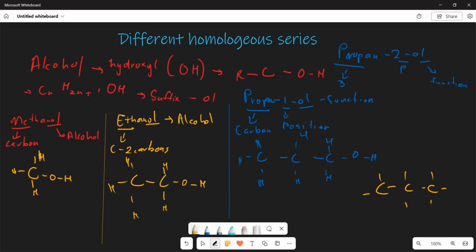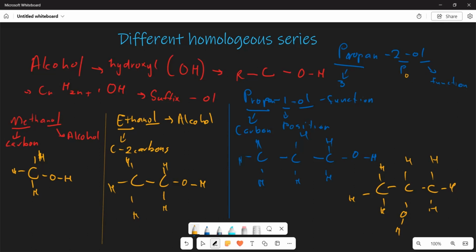Where are you going to find the OH? The position is 2, which means you can simply find it in here. Your O and your H are going to be found in here, and these are going to be the hydrogens that are bonded thereafter. Are we together? This is the significance of our propan-2-ol, and hopefully this makes sense to you.